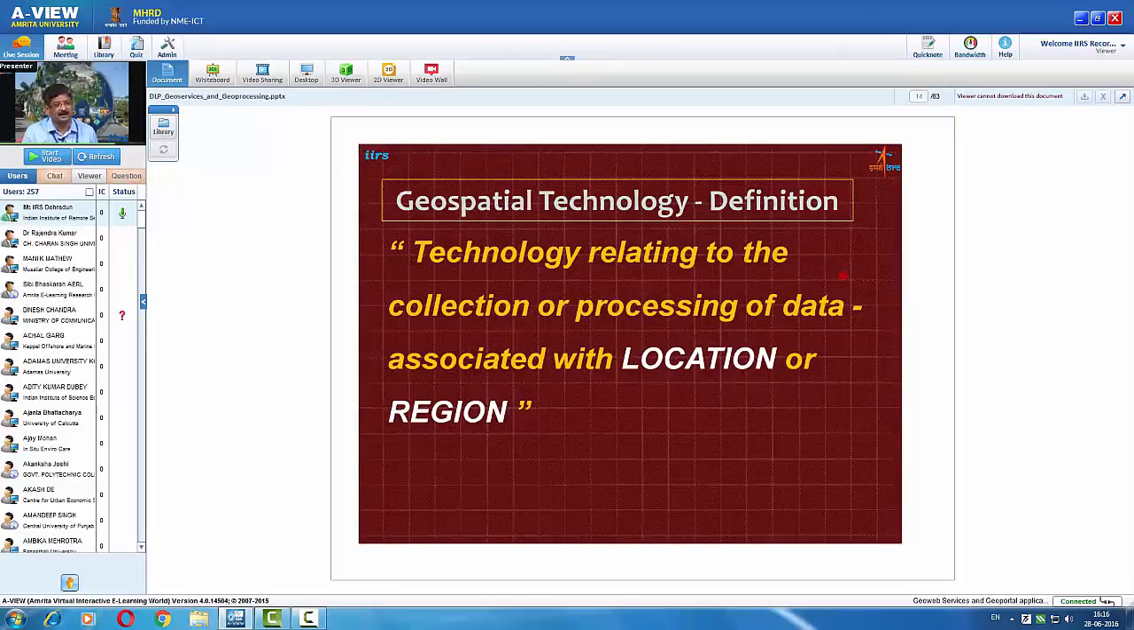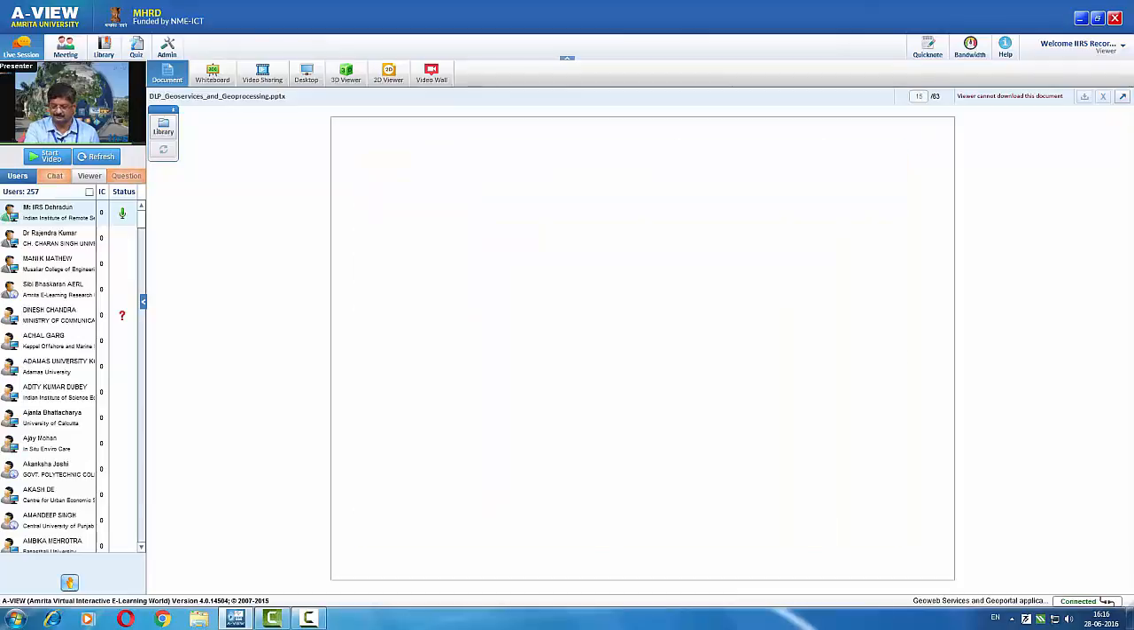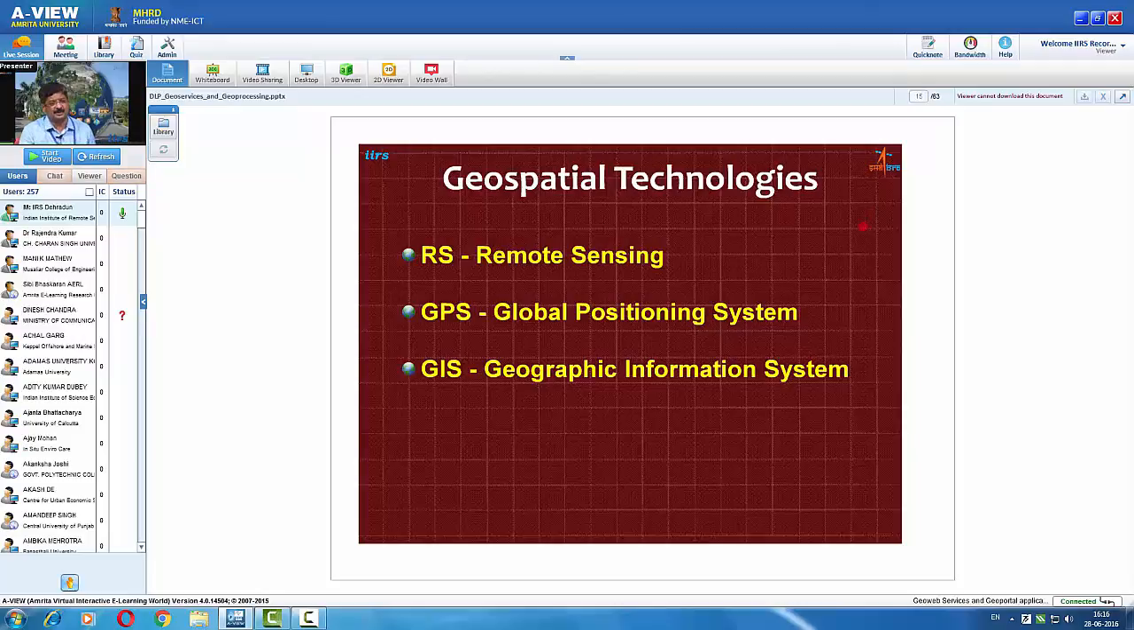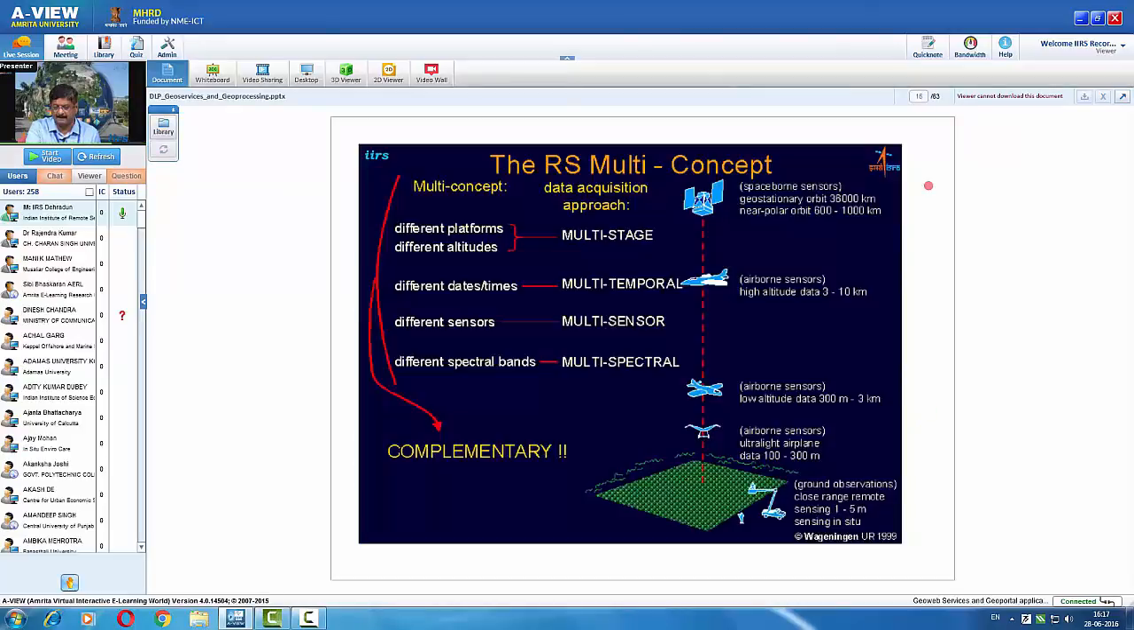So geospatial technology by definition is a technology relating to the collection and processing of data associated with a location or region. As I already showed in the geospatial convergence, it's a group of technologies. It's not a single technology by itself. It's a technology of technologies. So we have very basic technologies involved in that: remote sensing, GPS, as well as GIS. These three are the primary components of geospatial technology.